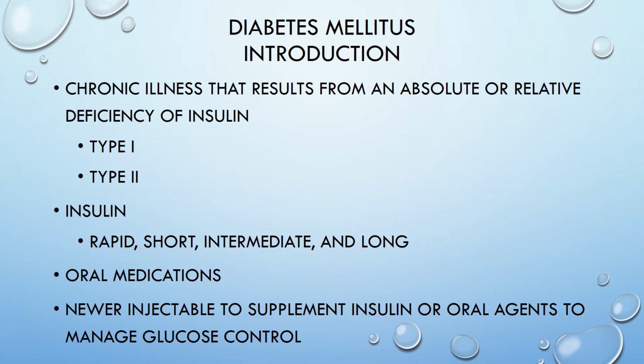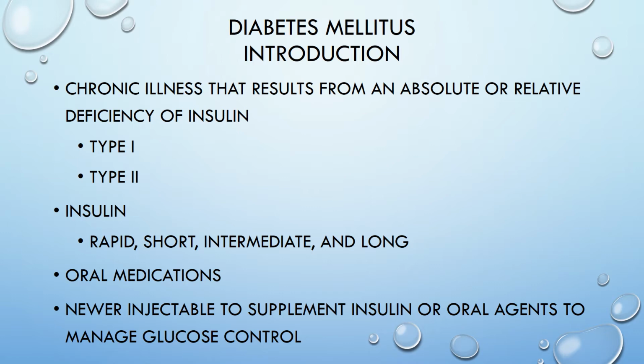Okay, introduction: chronic illness that results from an absolute or relative deficiency of insulin. So type 1 is considered juvenile diabetes, is what the old term was. So this is diagnosed at a younger age. They are producing no insulin. The pancreas is producing no insulin at all. Type 2 is typically diagnosed later in life. They may have a pancreas that does not work at all at secreting insulin, but typically your type 2s are secreting some insulin. It's just not being used effectively in the body. So a lot of people start out as insulin resistant and then move into full-on type 2 diabetes.